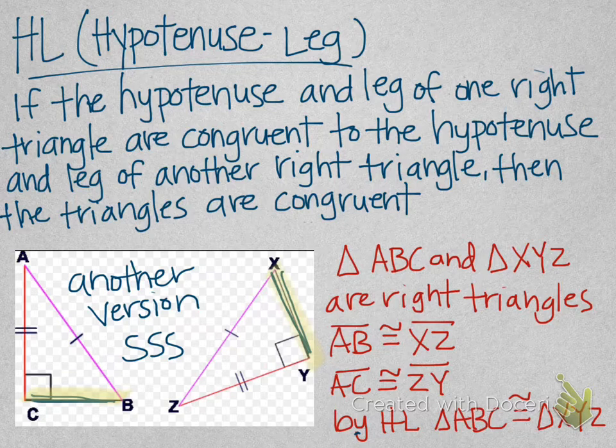Now, the last theorem that we're going to go over is HL, or hypotenuse leg. And this will only work with right triangles, but basically it says that if the hypotenuse and leg of one right triangle are congruent to the hypotenuse and leg of another right triangle, then the triangles are congruent. So we have to know that the triangles are right triangles, plus those are the only triangles that have sides that we name hypotenuse and leg.